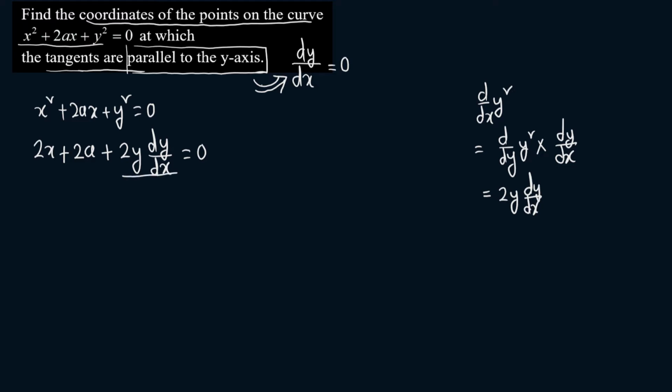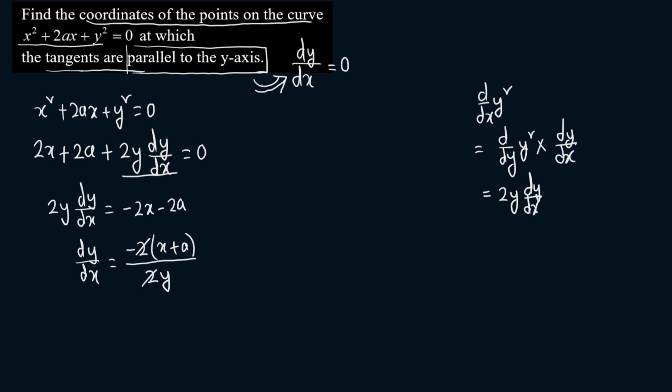Now make dy by dx the subject, so we can write 2y dy by dx. If we take those two terms to the right side, we get minus 2x minus 2a, so now we can make dy by dx the subject. It gives us minus 2, we can take common, then it is x plus a divided by 2y. We can cancel this 2, then finally the expression remaining is minus x plus a divided by y.